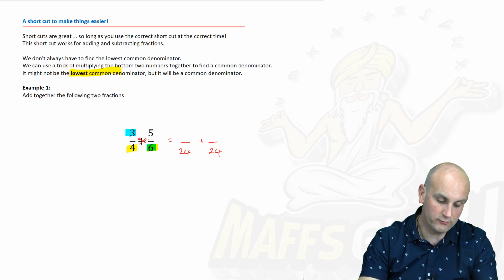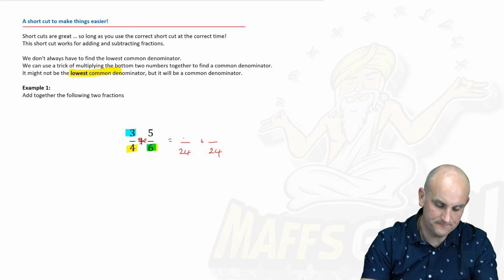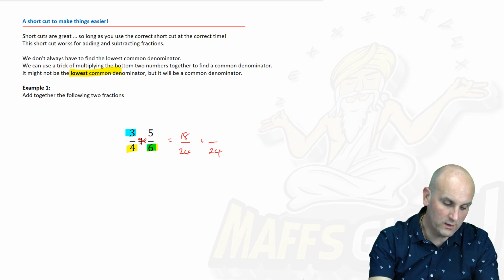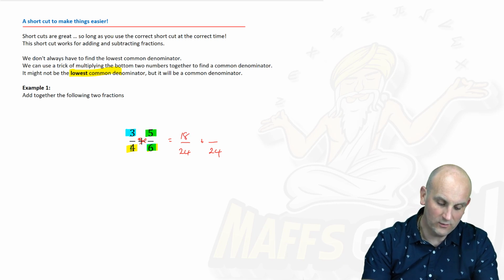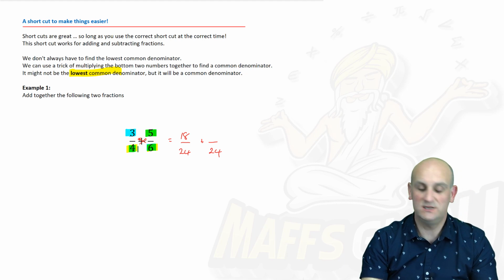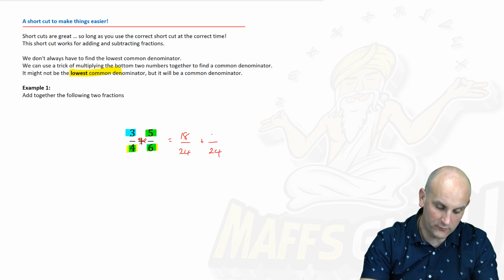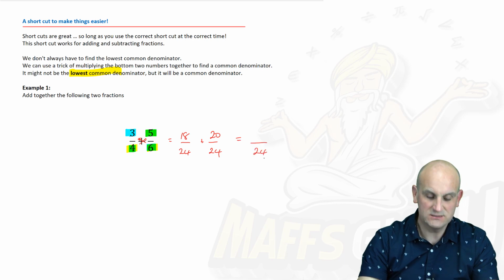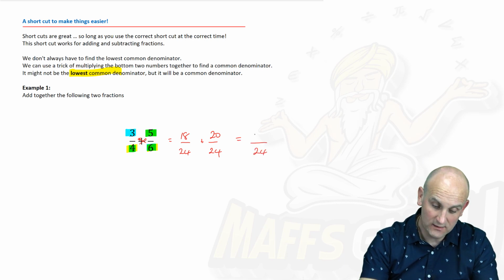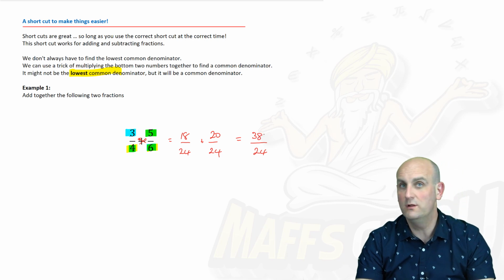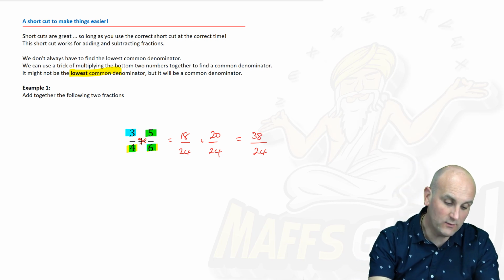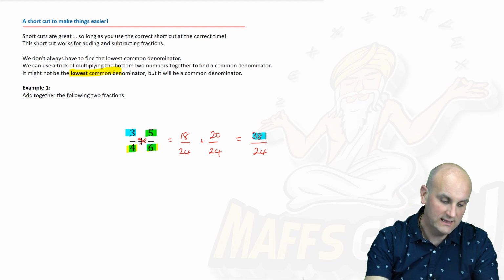But, so 3 times 6 gives me 18. And then what do I multiply this 5 by? Well, its opposite corner there, which is 4. So 5 times 4 is 20. Then, are the bottoms the same? Yes. So we get 18 plus 20, which is 38 on 24. Yeah, that's top heavy. I know, I can get it now. So this value here is top heavy.